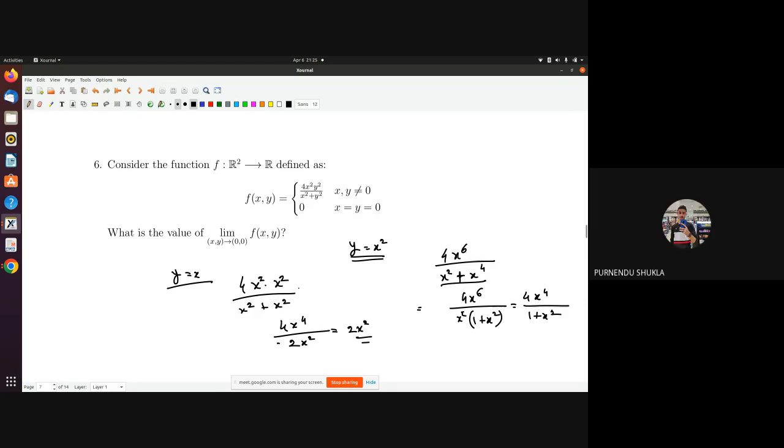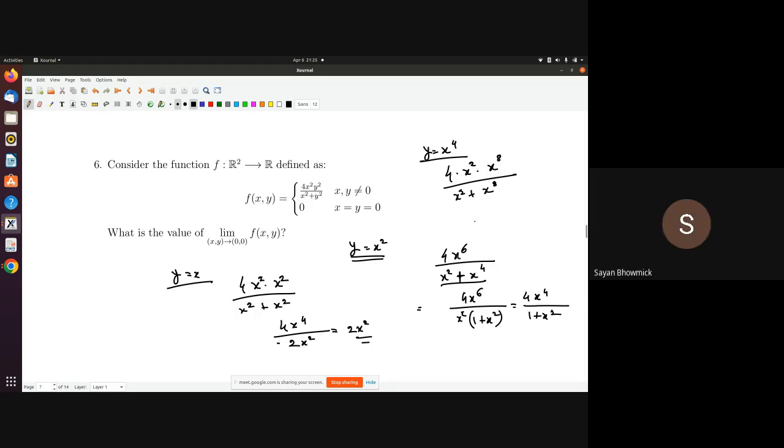Sir, can we check the limit along y equal to x to the power 4? Okay, do it. 4x squared, x raised to 6. Should we check for all lines, possible lines? It would be 0 again. The degree in the numerator would increase rapidly.